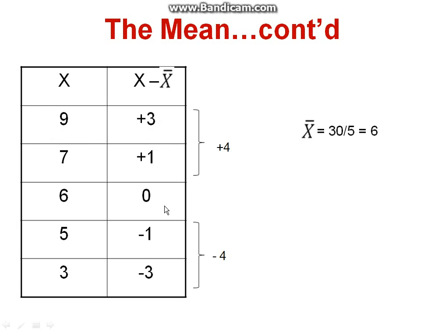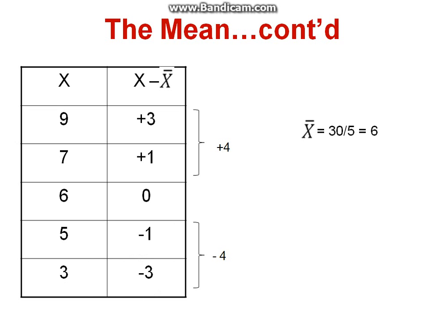Likewise, 7 is 1 unit above 6, therefore my deviation here becomes plus 1. Likewise, I go down below my mean value. 5 is 1 unit below 6, so my deviation value becomes minus 1. Also, 3 is 3 units below 6, so my deviation value here becomes minus 3. So I've arrived at the deviations here.